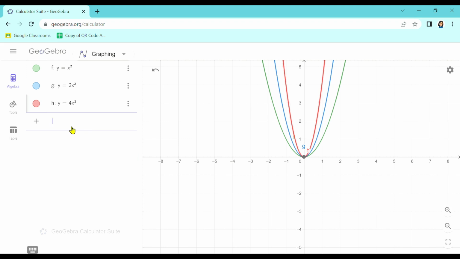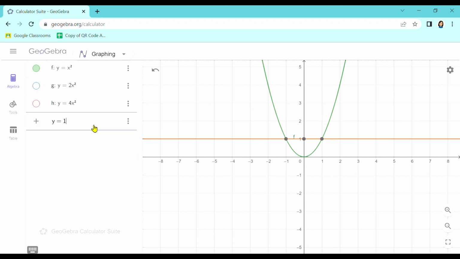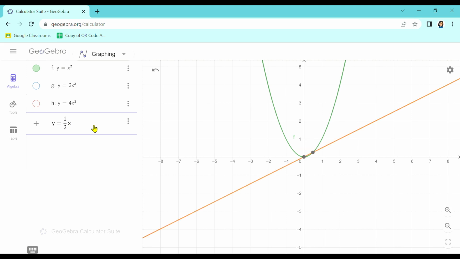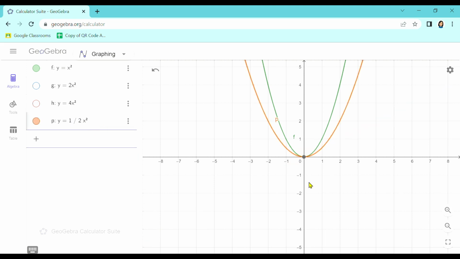Let us try the value of a which is less than 1 but greater than 0. So let me untick this. Let me put another function. Y is equal to 1 half x raised to 2. So we have graphed this earlier. The graph becomes wider because our a here is less than 1 but greater than 0. Let us try another function. Y equals 1/4 x squared.